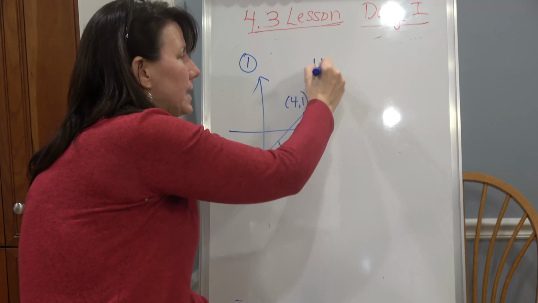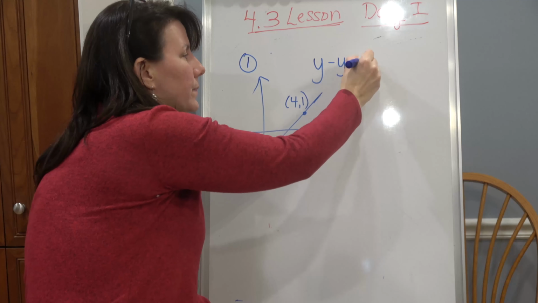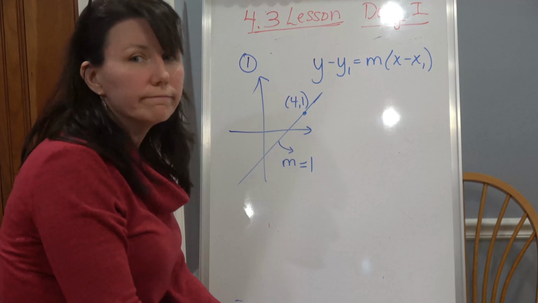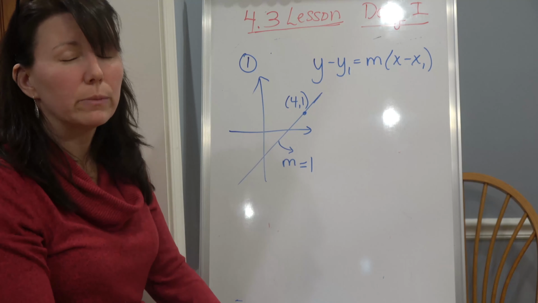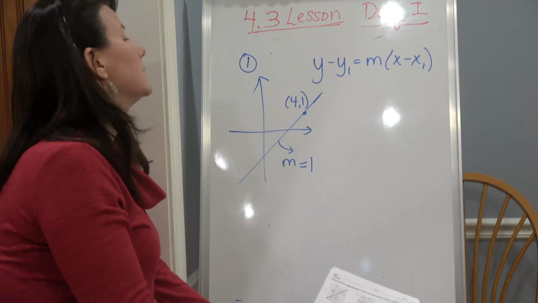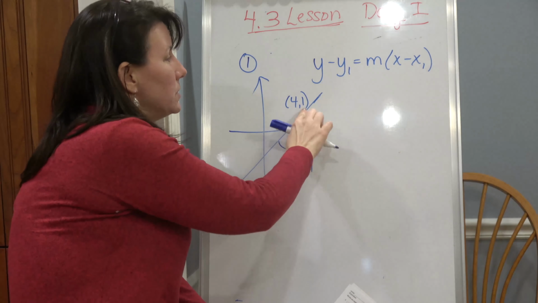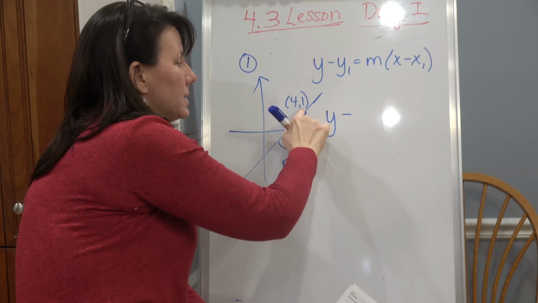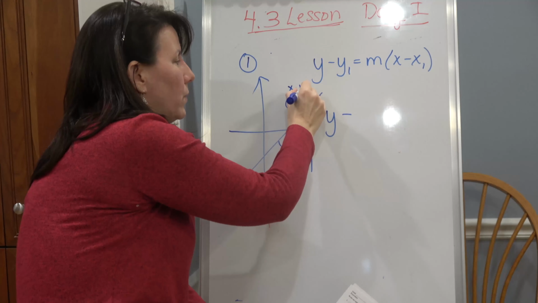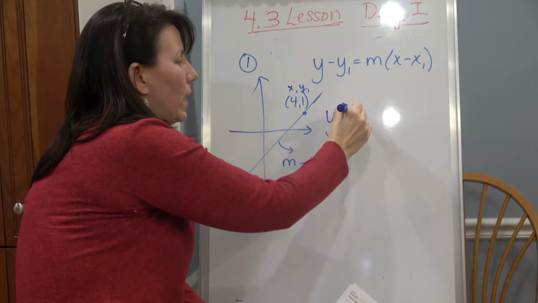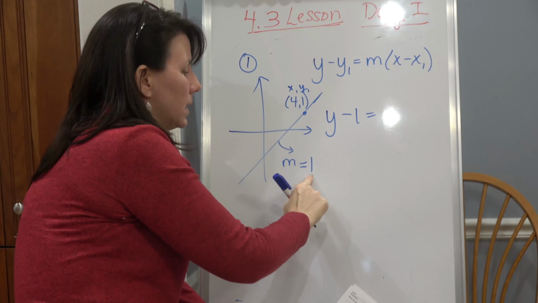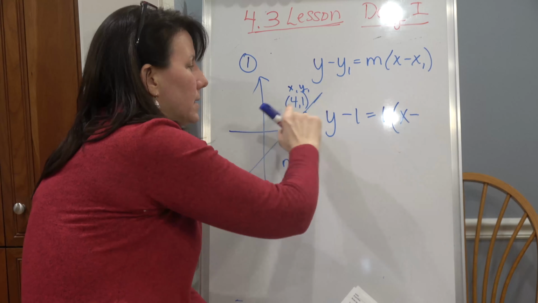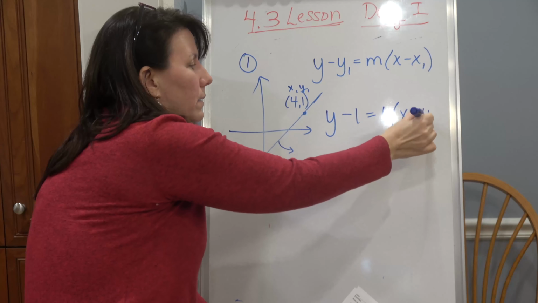So you're going to write down the point slope form, which if you do your homework, you'll memorize it just by doing one night's worth of homework with this. And you're going to substitute in the point and the slope. So we have y minus, this is your xy point, your x1, y1. Y minus 1 equals m, which is 1, times x minus 4.